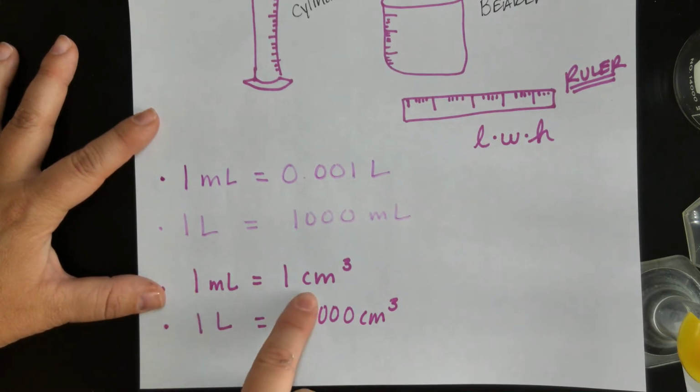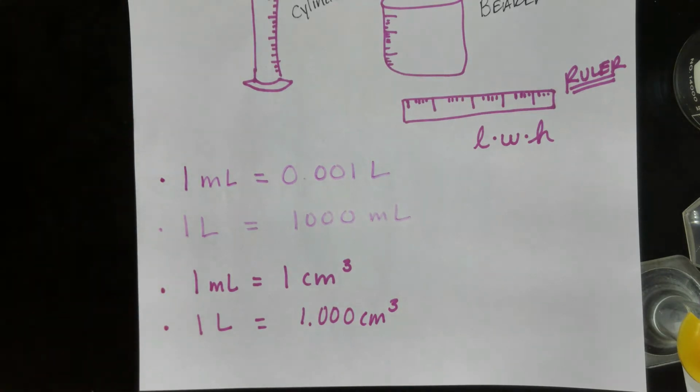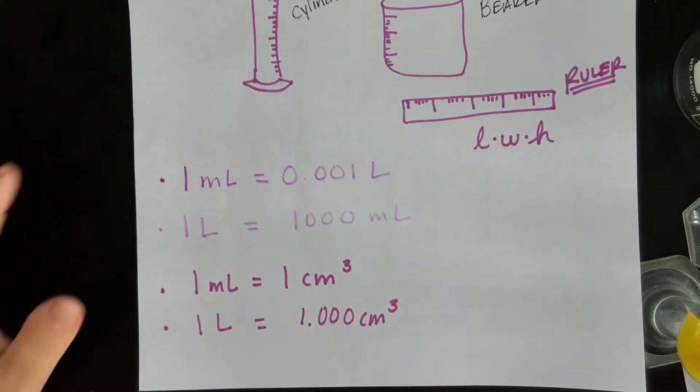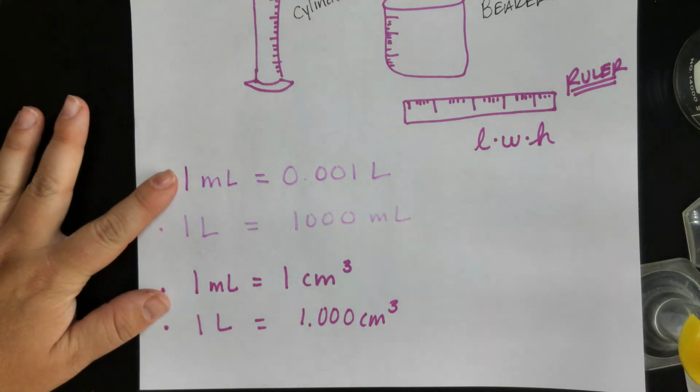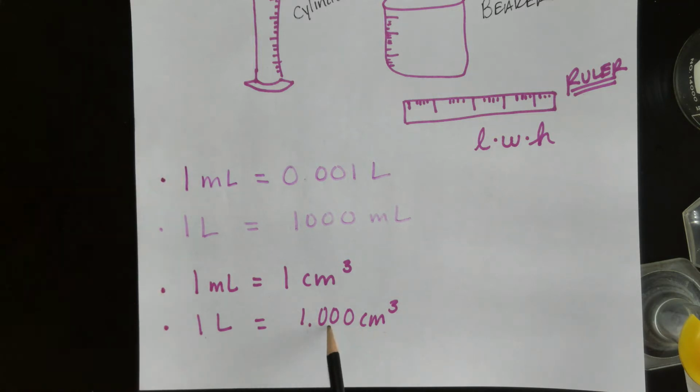1 milliliter is equal to 1 centimeter cubed. Notice this milliliter measures the volume of a liquid. This centimeter cube measures the volume of a solid. Okay, 1 liter is a liquid value. 1,000 centimeters cubed is the measurement for the volume of a solid.